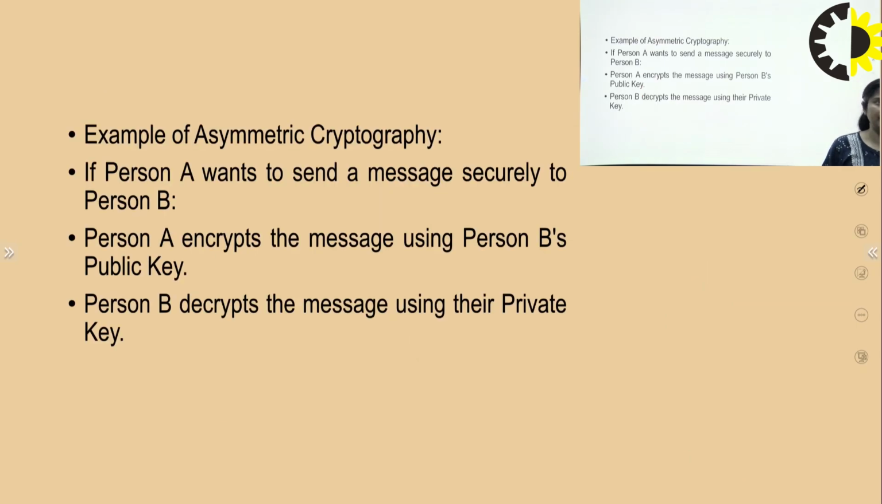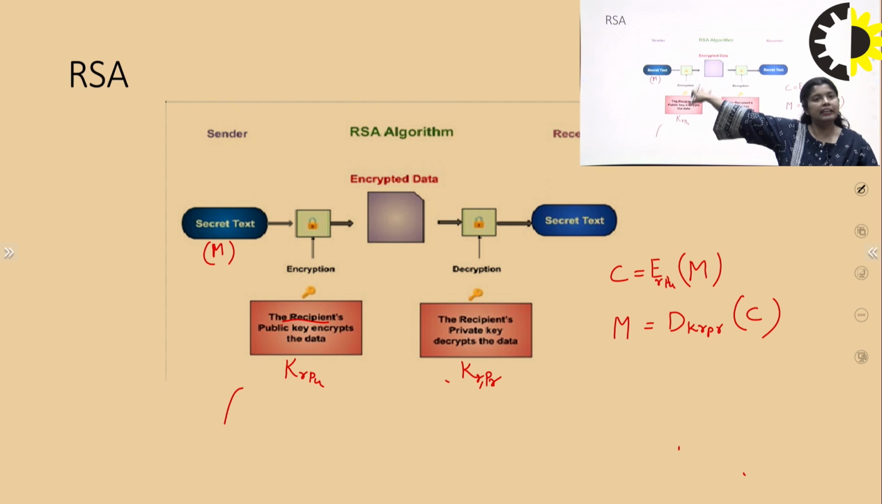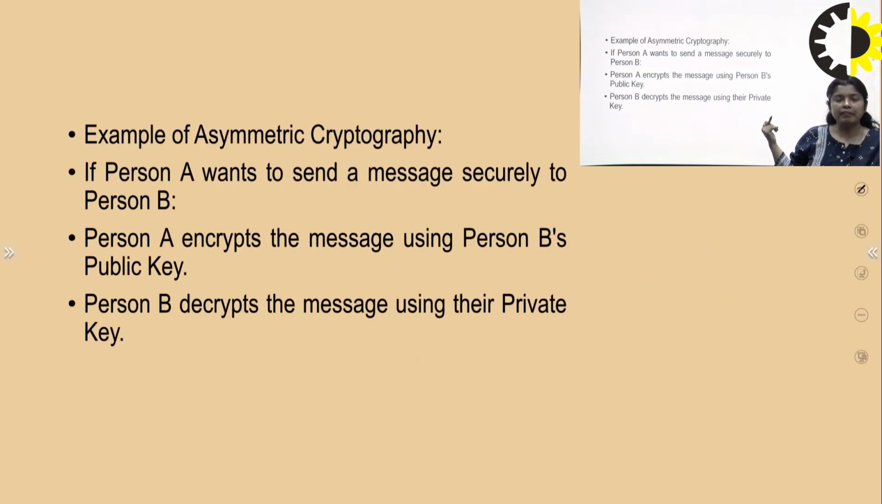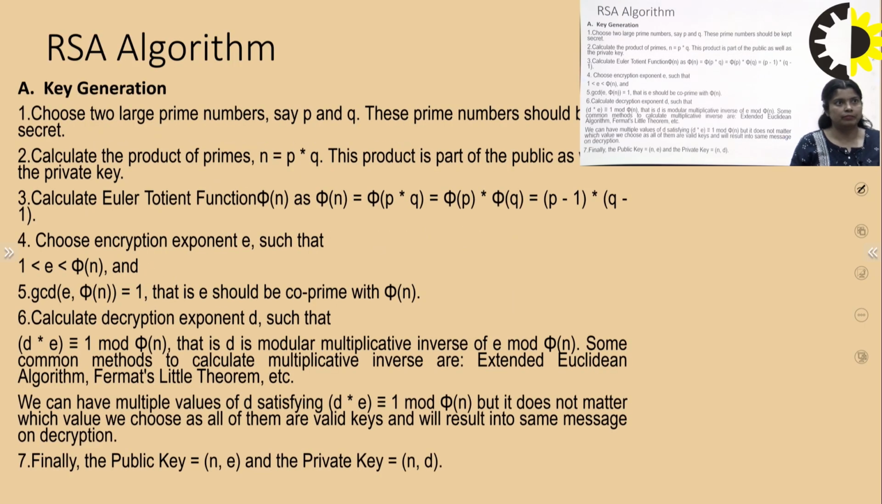Now, in asymmetric key, what actually happens? If person A wants to communicate a message to person B, then person A, the sender, encrypts the message with person B's public key, and person B decrypts the message using its private key. This is the simple phenomenon of RSA. Let's discuss the numerical problem, because in every semester exam or session exam, there is always an RSA algorithm numerical question.